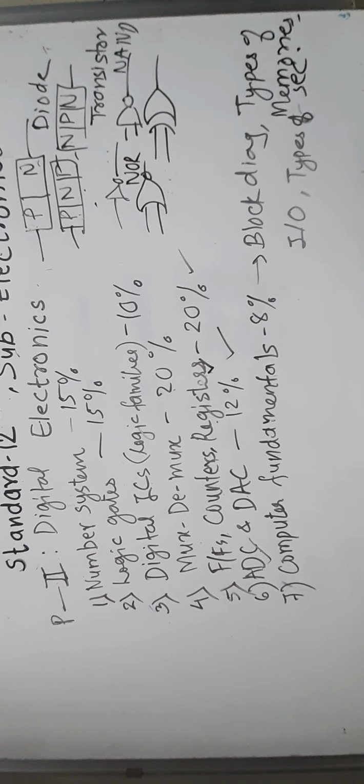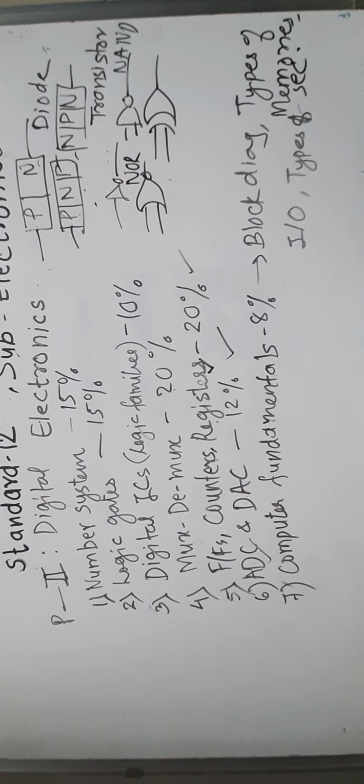Which are secondary memories? Floppy disk is there, hard disk is there, magnetic tape is there. So these are types of secondary memories. So we will see the types of secondary memories. So this is all about the syllabus of 12th electronics.